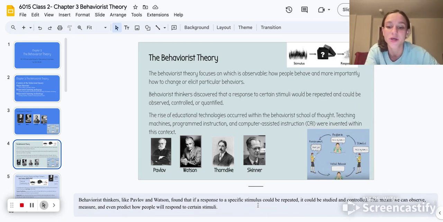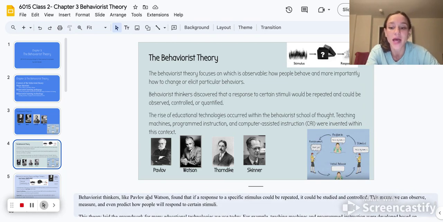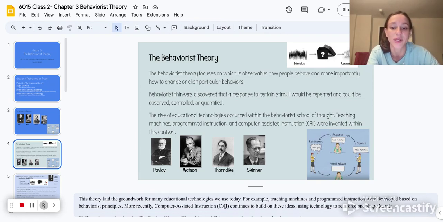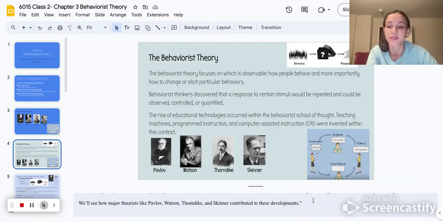how observable behaviors, essentially what we can see people do and how we can influence or change these behaviors. So Pavlov and Watson found that if a response to a specific stimulus could be repeated, it could be studied and it could be controlled. This means we can observe, measure, and even predict, which is an important word in this concept, how people will respond to the certain stimuli. This theory laid the groundwork for many educational technologies that we use today, for example, the teaching machines and the programmed instruction that I'll get into at the end of the presentation. And we will continue to build on these ideas, okay?